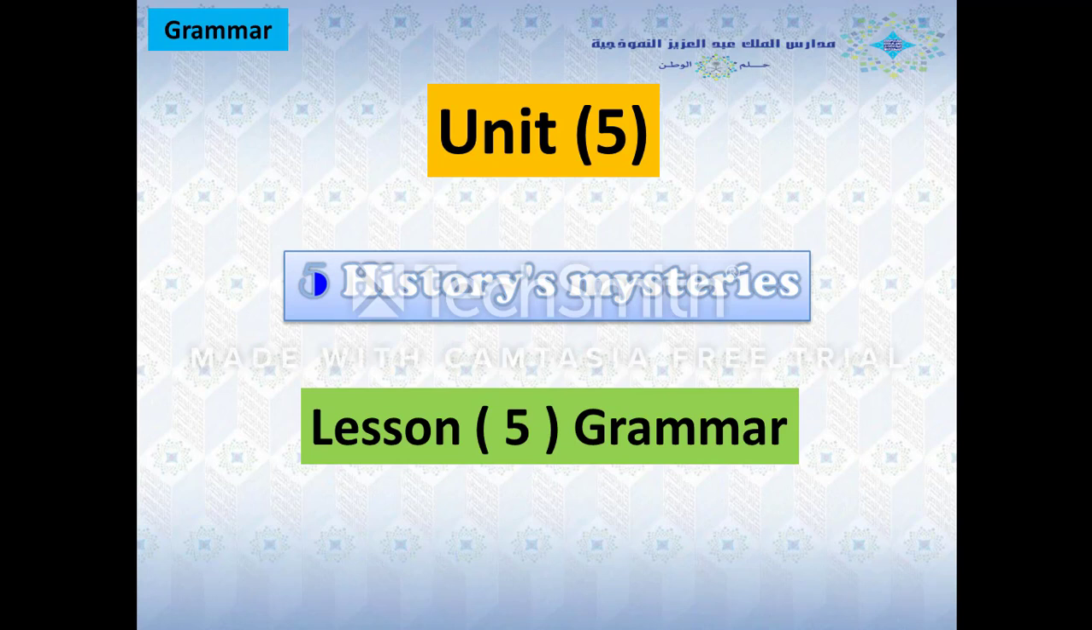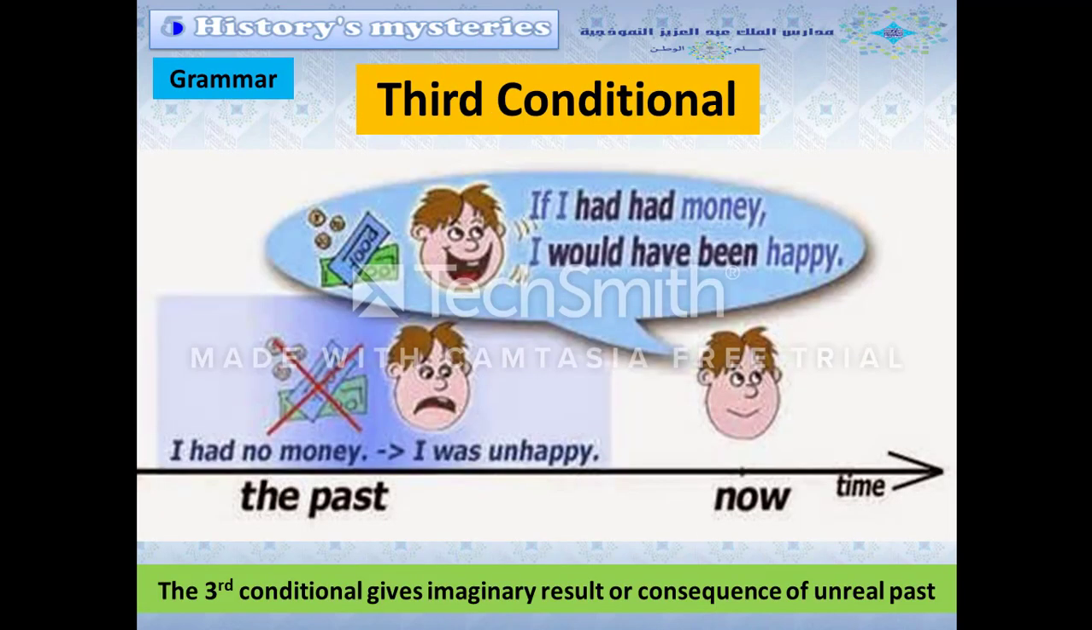The title of Unit 5 is History's Mysteries and Lesson 5 is Grammar. Third conditional. The third conditional gives an imaginary result or consequence of an unreal past. I had no money. I was unhappy. If I had had money, I would have been happy.